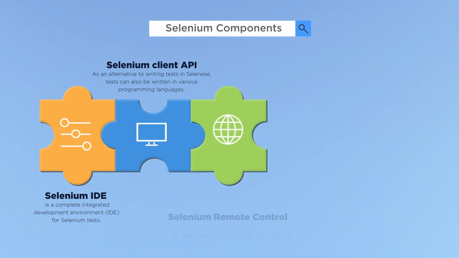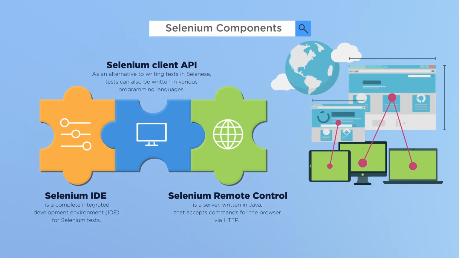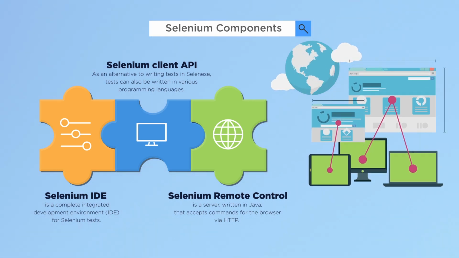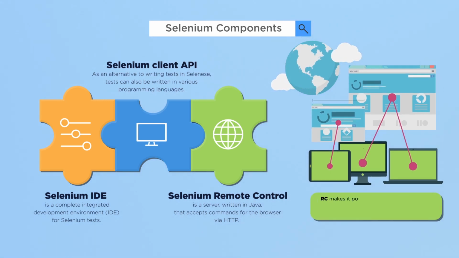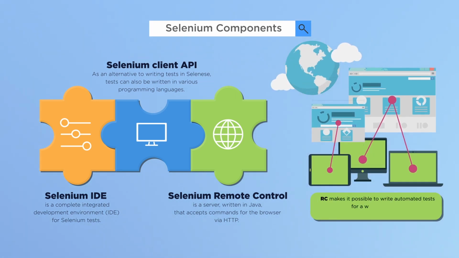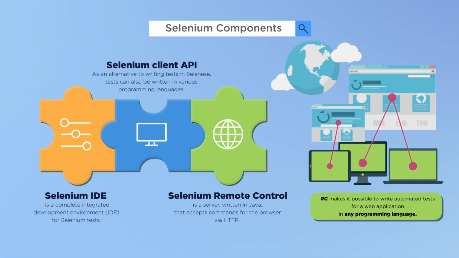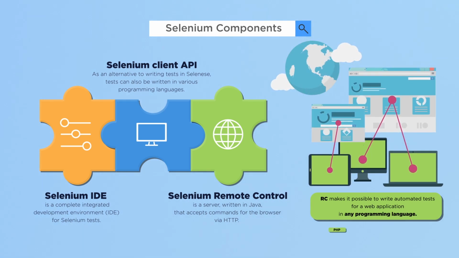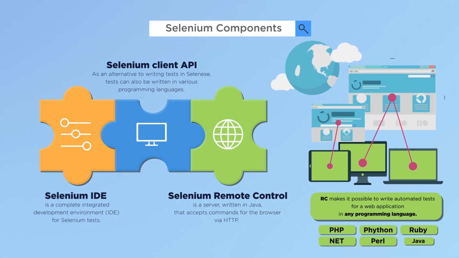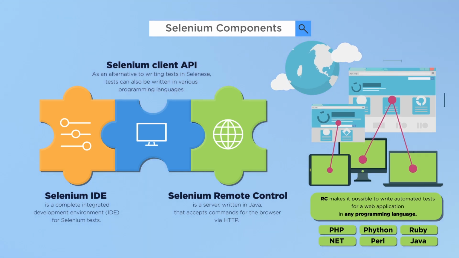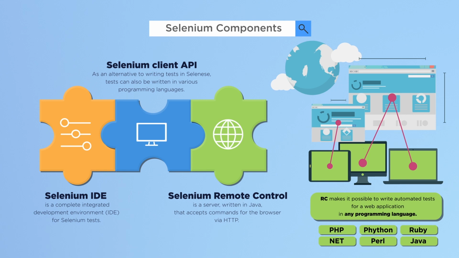Let's proceed with Selenium Remote Control. Selenium Remote Control, or RC, is a server written in Java that accepts commands for the browser via HTTP. RC makes it possible to write automated tests for a web application in any programming language. The Selenium project currently provides client drivers for PHP, Python, Ruby, .NET, Perl, and Java. With the release of Selenium 2, Selenium RC has been officially deprecated in favor of Selenium Web Driver.